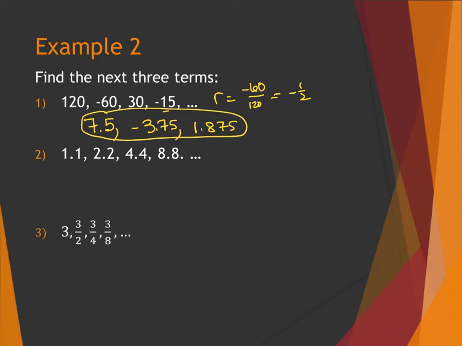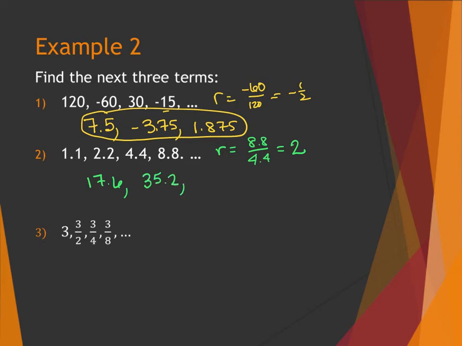For number 2, my common ratio is going to be 8.8, and I'm just going to take the last 2 terms just for something different, divided by 4.4, so I can see that my common ratio is 2. And if I want to find my next term, I'm going to go 8.8 and multiply that by 2, and I get 17.6. And if I take 17.6 and multiply that by 2, I get 35.2.